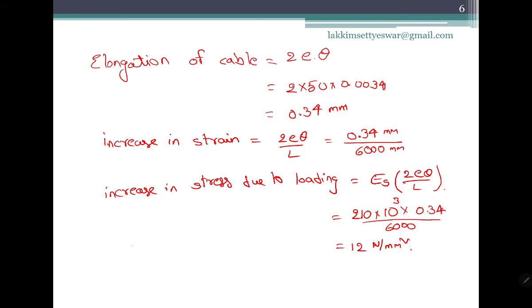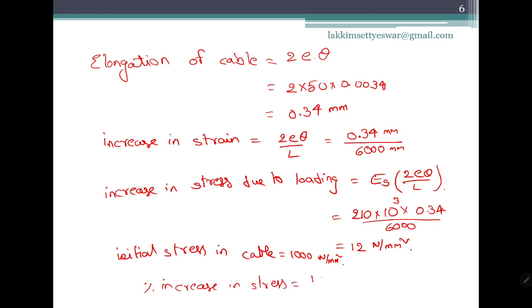So initial stress is 1000. Initial stress in cable 1000 Newton per mm square. So let's calculate a percentage increase in stress. So to calculate percent increase in stress is equal to change in or increased value divided by original value into 100, that is equal to 1.2%. So the increase in stress is equal to 1.2%.